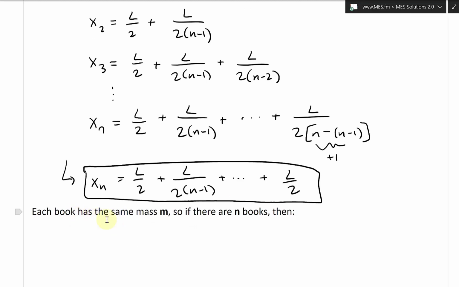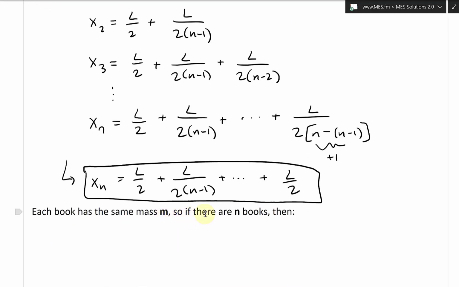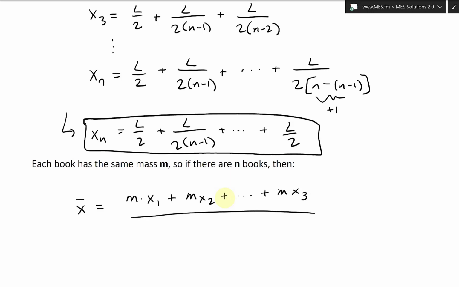So each book has the same mass. Assume it's all the same exact book. If there are n copies of this book, or just n books of the same mass and same length, then the x-coordinate of the center of mass equals the weighted average. So m times x1, the center of mass of the first book, plus m x2, plus dot dot dot, plus m xn, the total mass times the length, all divided by m.